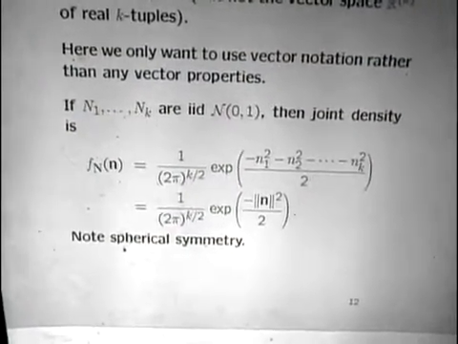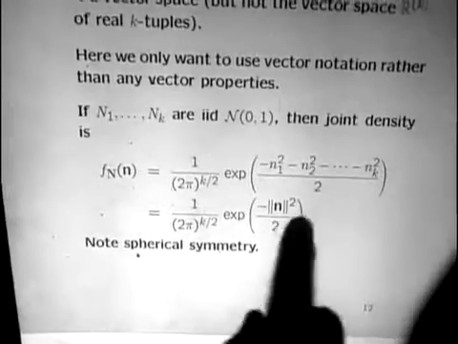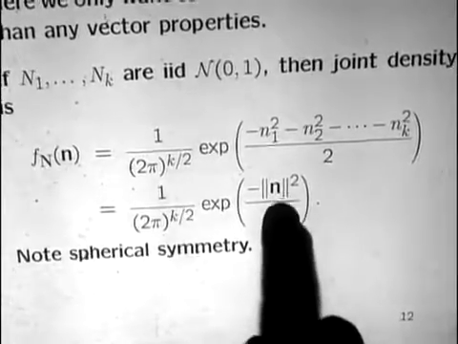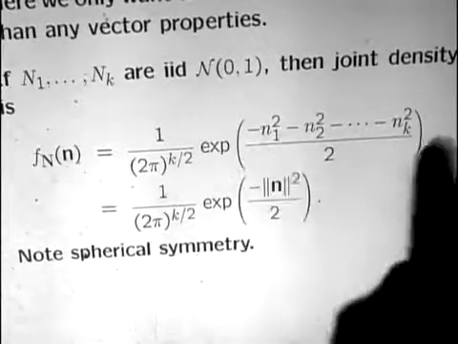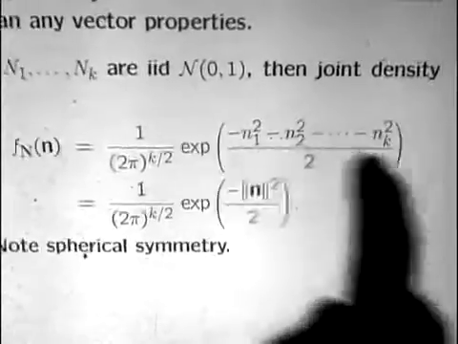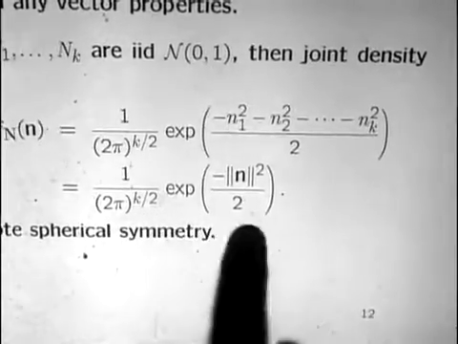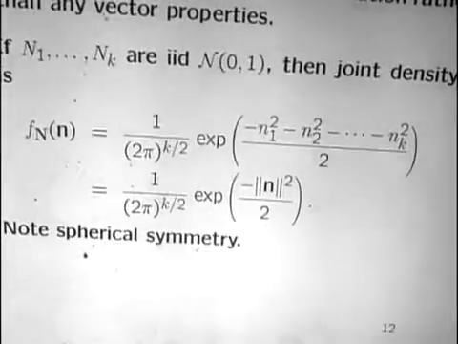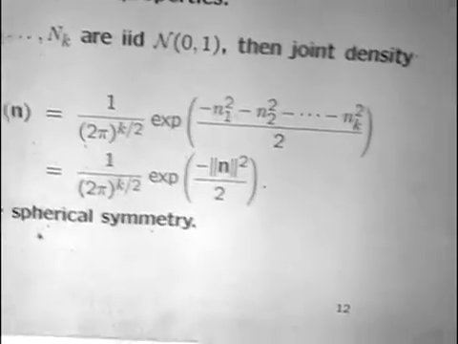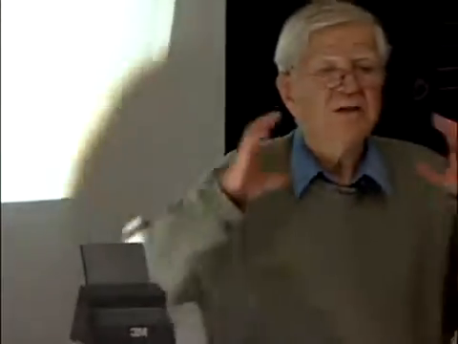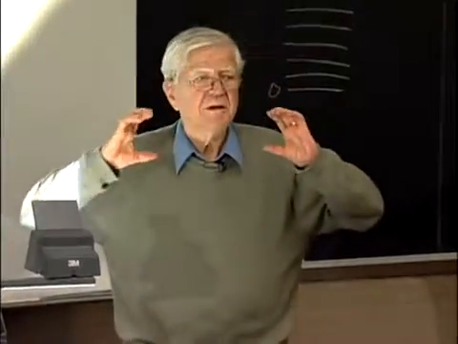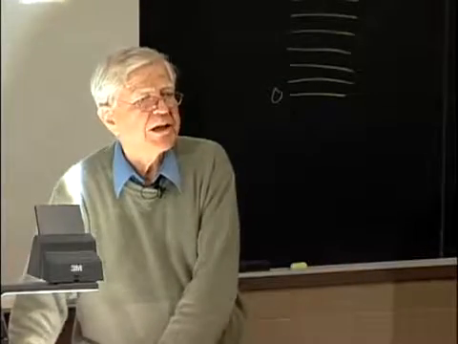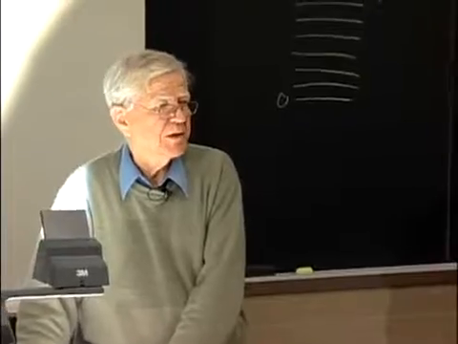With our notation, we're looking at norm squared. This is just the norm squared for this sequence of sample values. We can look at the sequence of sample values as an actual vector n1 up to n sub k. So we wind up with the norm of the vector n squared divided by 2. If you draw a picture of that, you have spherical symmetry. Every set of sample vectors which have the same energy in them has the same probability density.